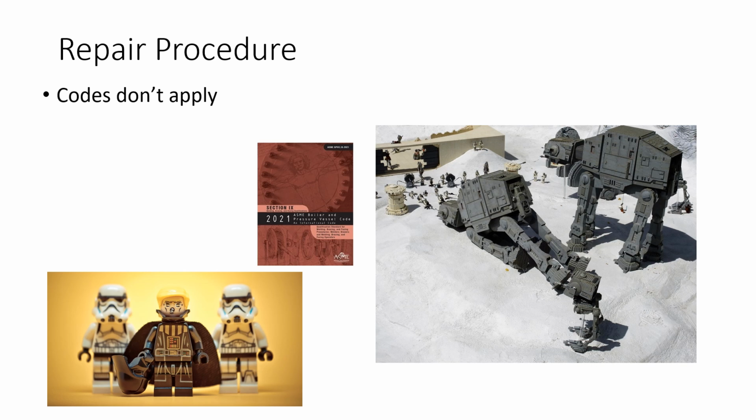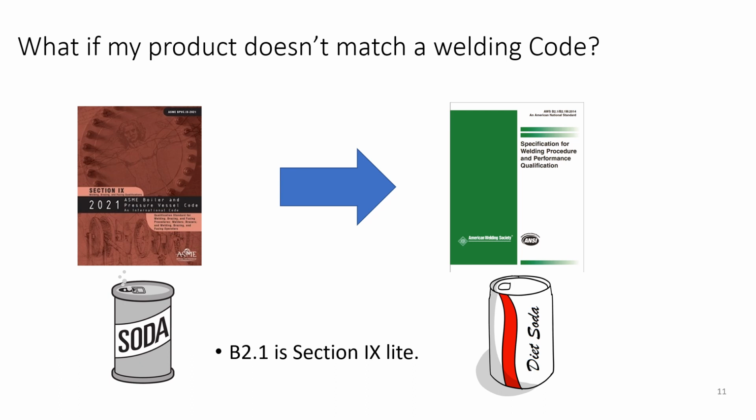We need to find a way to have paperwork to show our customer that says, hey, yeah, we've done some test plates, we've done some test coupons, we've tested our welder, and the welding that we're going to be doing is supported by materials testing that backs up what we're going to be doing in production or the repair side of things. And this is where we're getting into, what if my product doesn't match a welding code?